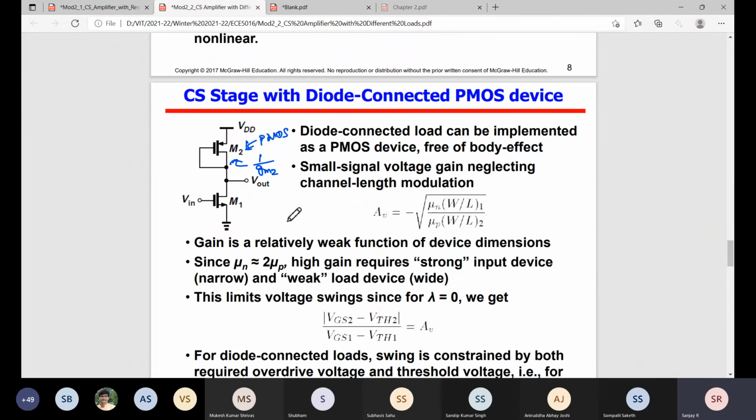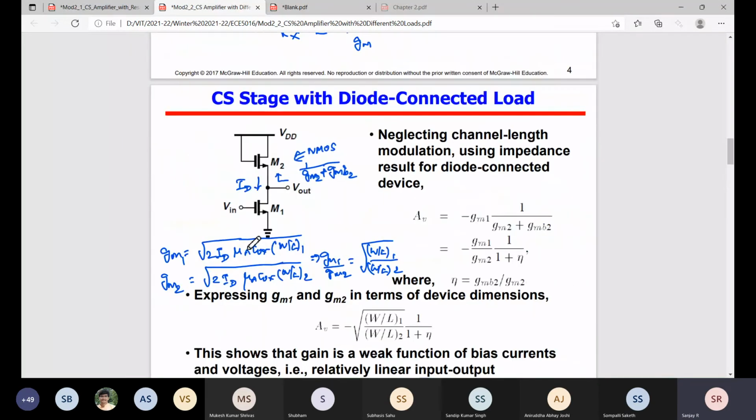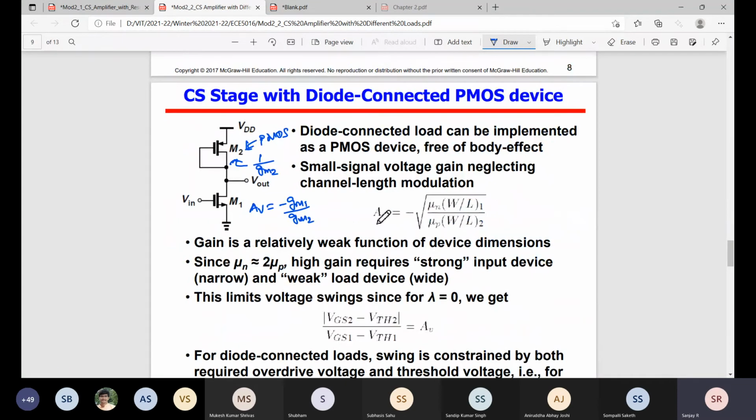So the gain is minus gm1 divided by gm2. Fine. So what is the difference now? Both devices are opposite. Previously we cancelled the mu n. Now instead of mu n, mu p will come. So the gain is the root of mu n by mu p times the W by L ratio.